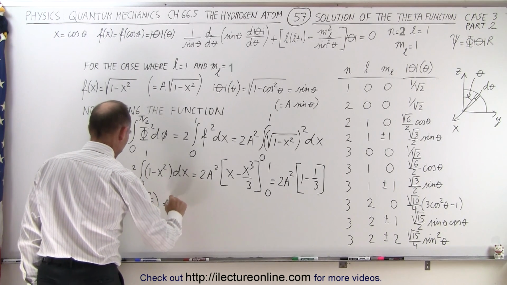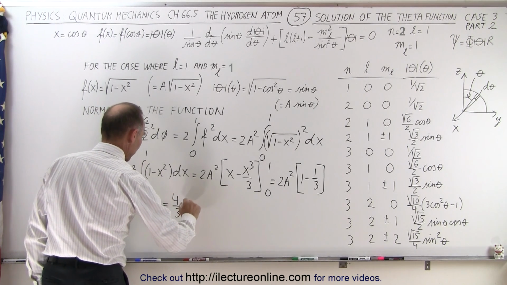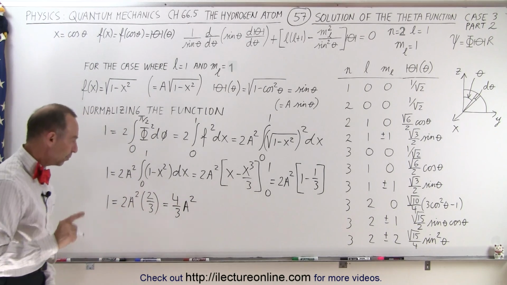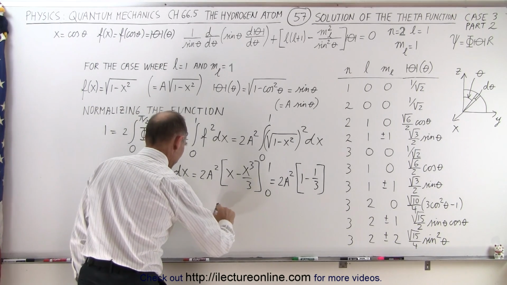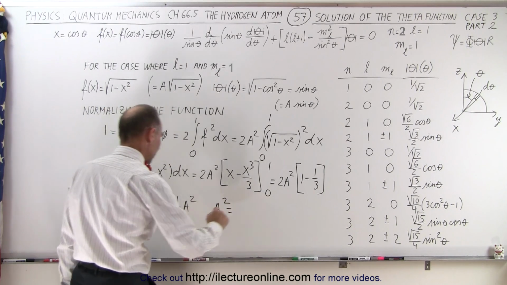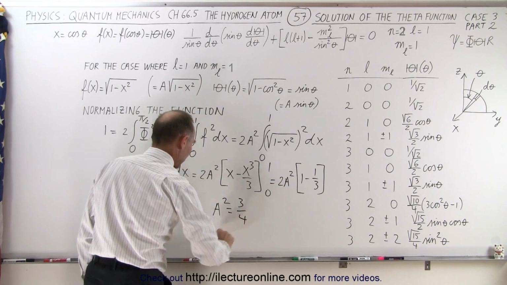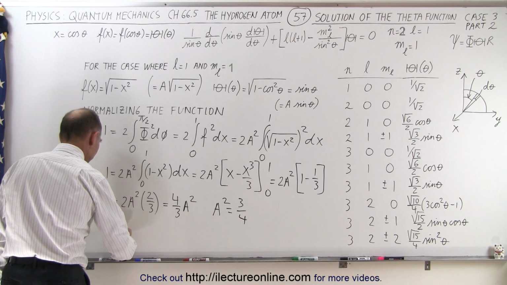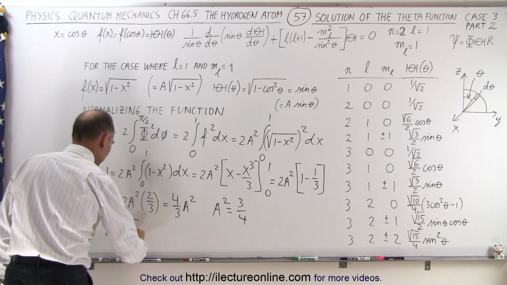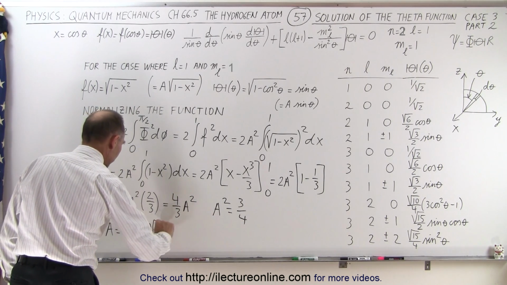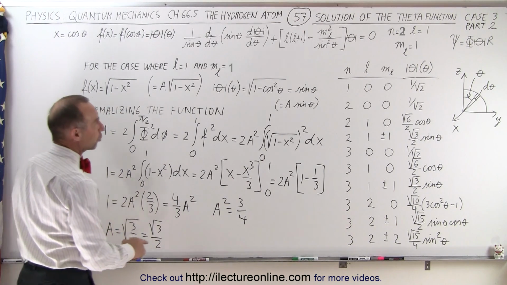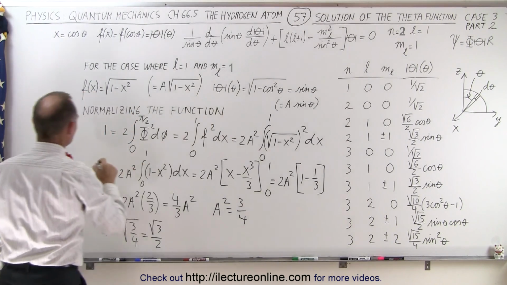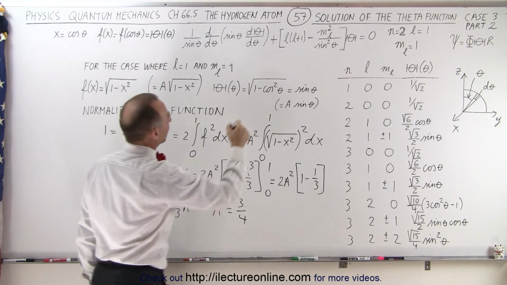So that would be equal to 4/3 a squared, which means if we solve this one for a, we get, well, first we'll do a squared. So a squared is equal to 3 over 4, which means that a is equal to the square root of 3 over 4, which is equal to the square root of 3 over 2. And that means that the total solution, right here, the function, and where should I put that? I'll put it right over here.